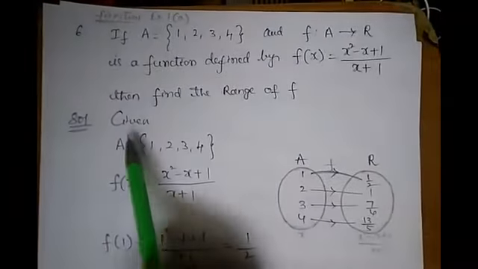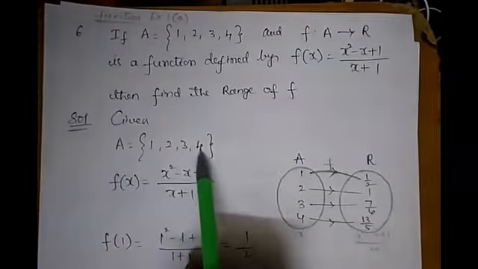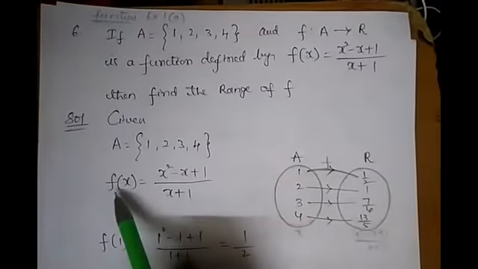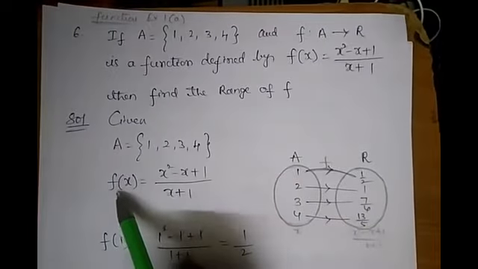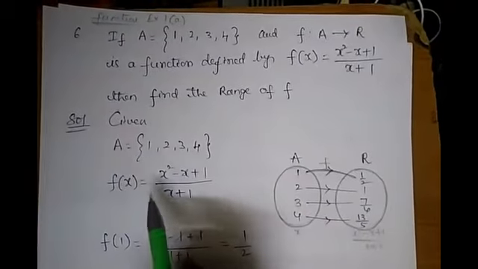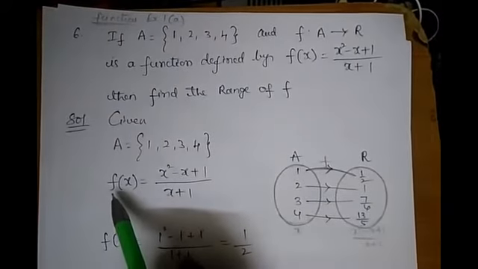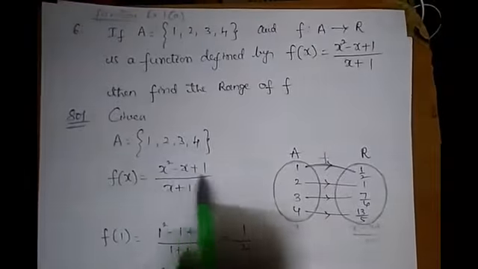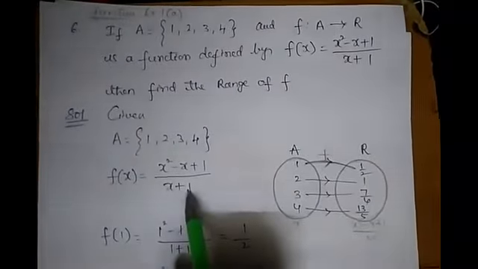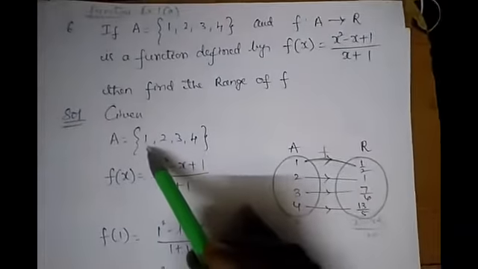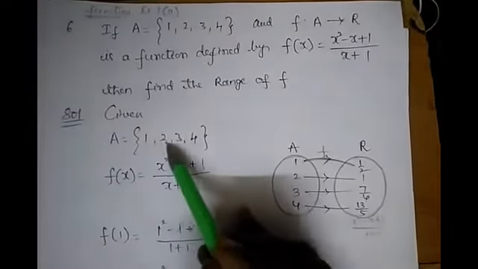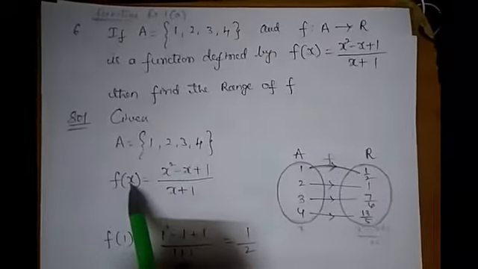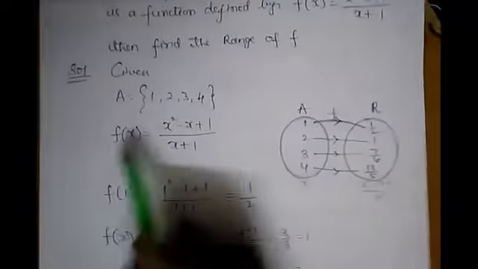Here given that A equal to {1, 2, 3, 4}. And the function f from A to R is a function defined by f of x is equal to (x square minus x plus 1) by (x plus 1). Substitute the A values instead of x, one by one.